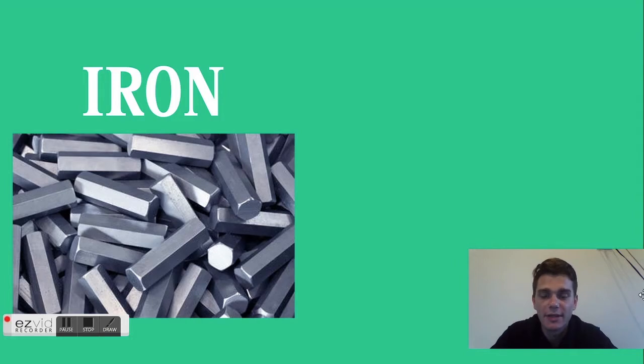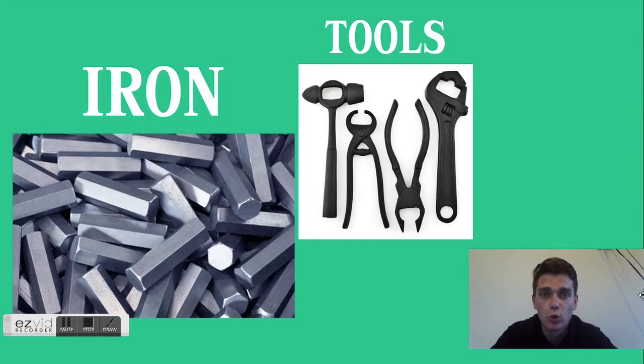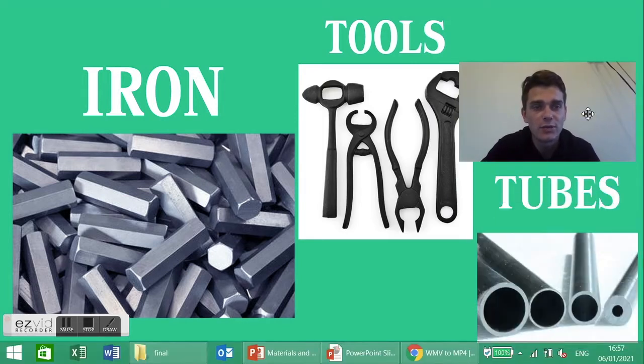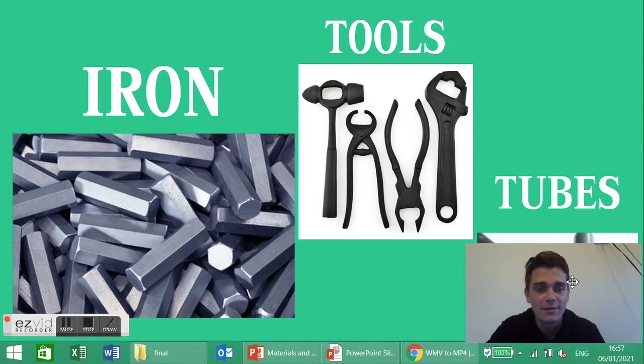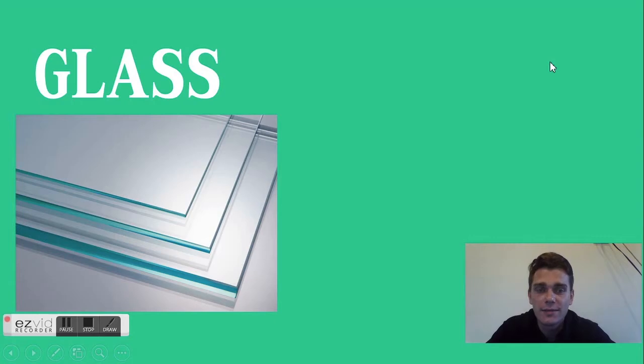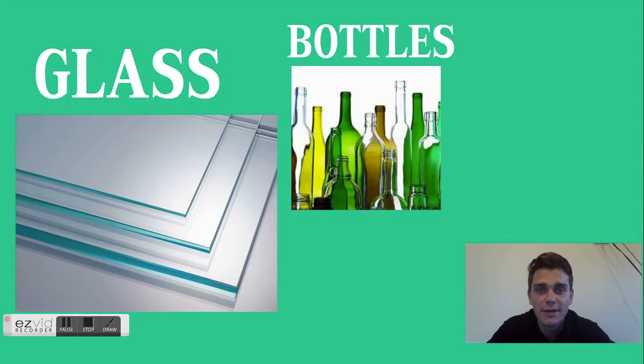Iron. Okay? Material is iron. What object is made of iron? It's tools. Repeat after me. Tools. And tubes. Alright? Tubes. Repeat after me. Tubes. Okay? Okay, next one. What is it? Okay, it's glass. Okay, now you. What is it? Glass bottles. Alright? And what more is made of glass?